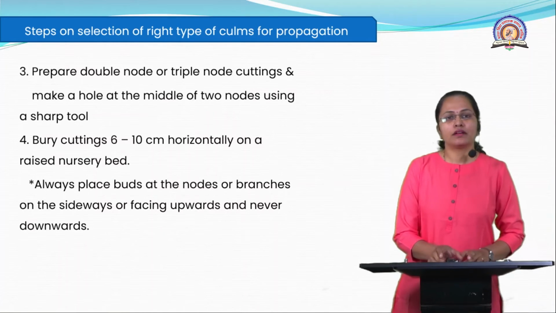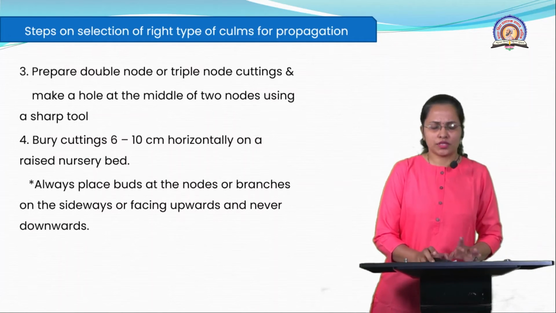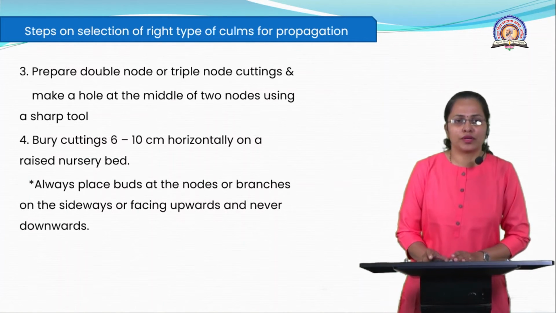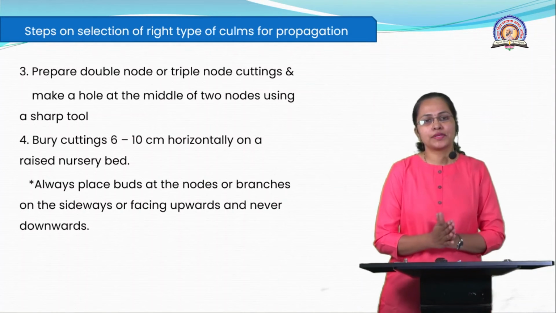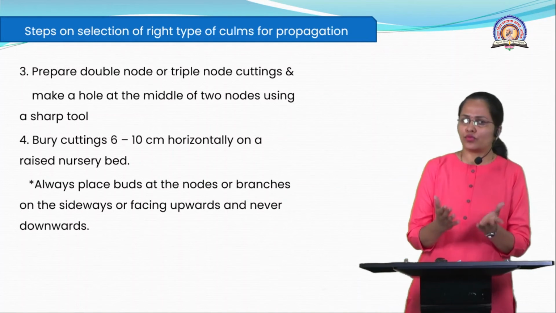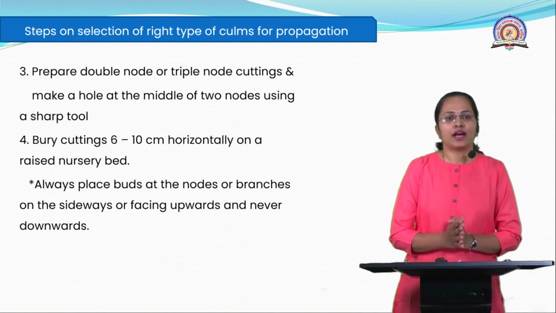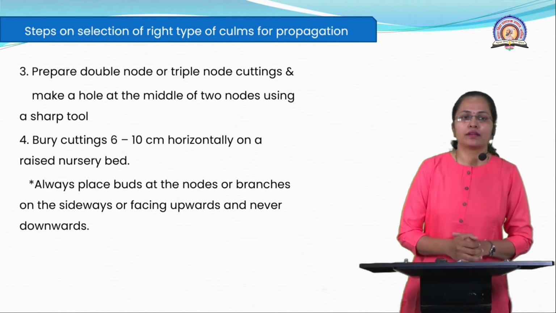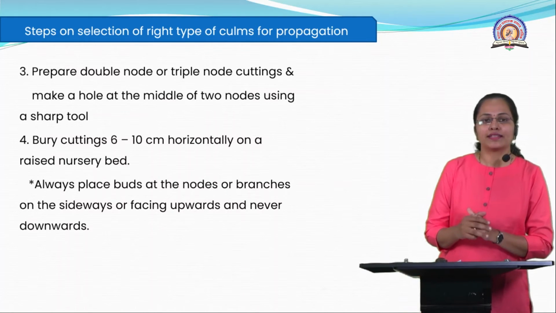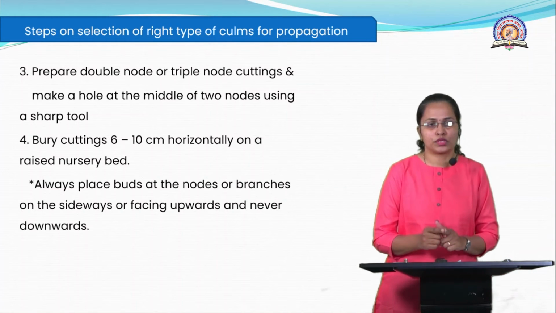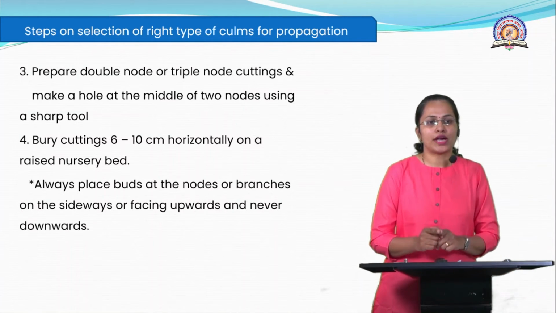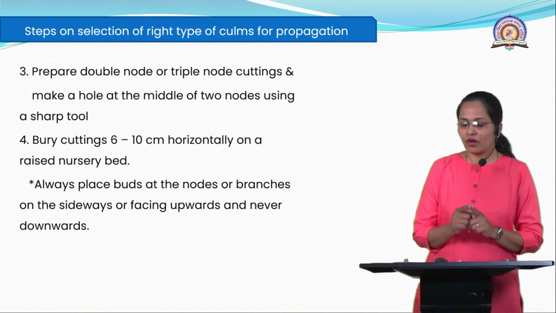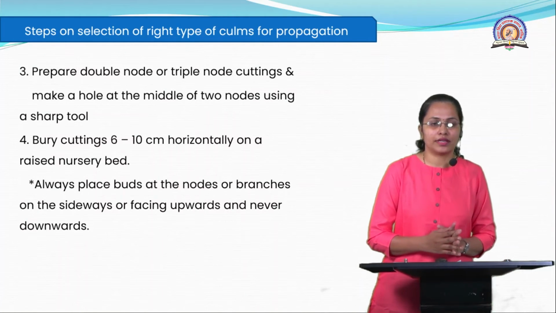Now I will first tell you what a double node and triple node cutting is. We have to take a simple shoot having two nodes or three nodes. After preparing the double node or triple node cutting, we have to make a small hole at the middle of the two nodes using a sharp tool like a knife or any type of cutting tool.